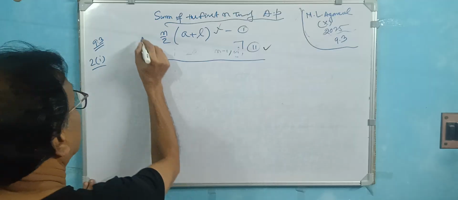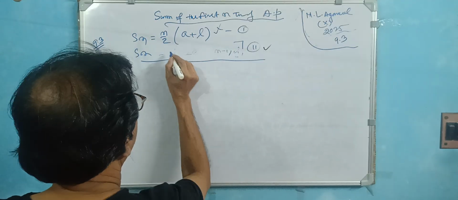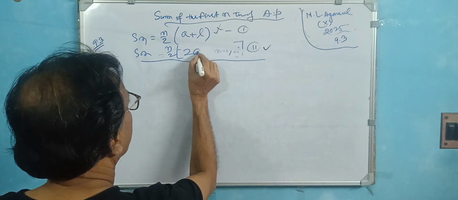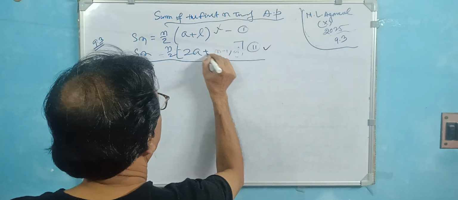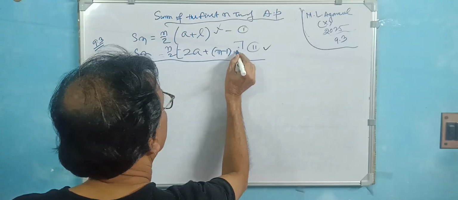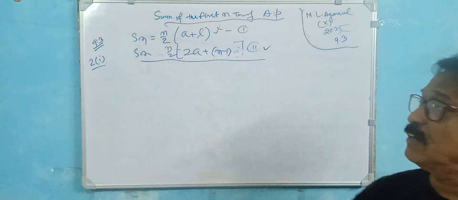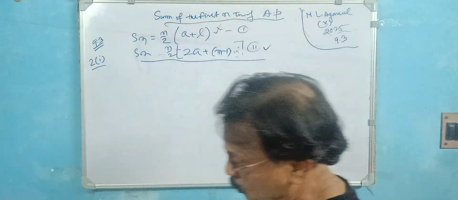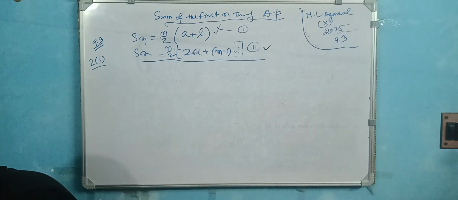Sn is n by 2 bracket 2a plus n minus 1 into d. These are two formulas actually. The first formula is Sn is equal to n by 2 bracket a plus l, and the second is n by 2 bracket 2a plus n minus 1 into d. Two formulas.